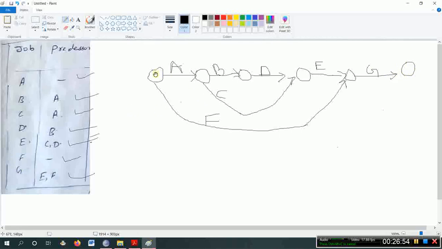Now you can number this. You can name it as 1, 2, 3, like that. Okay, so this is how to construct the network by the given data. So this is a rough network.